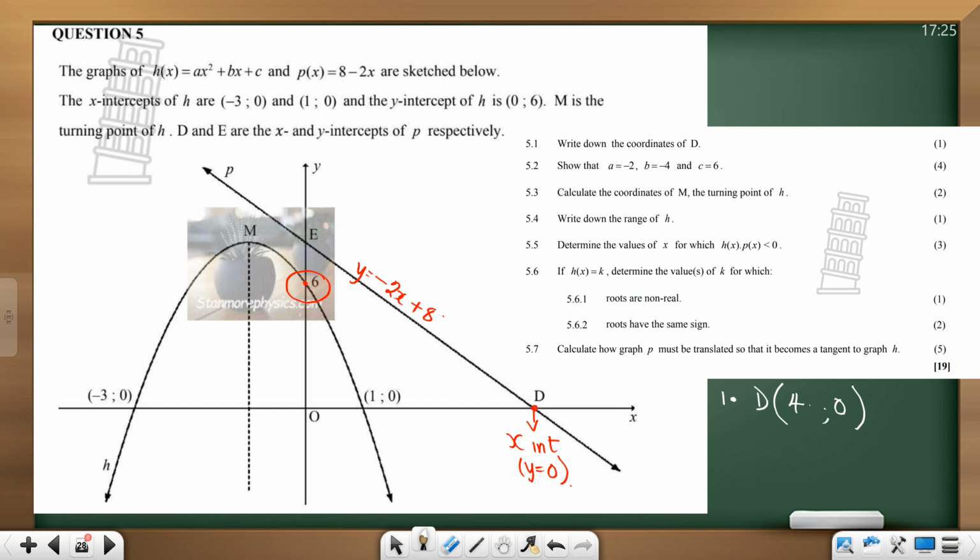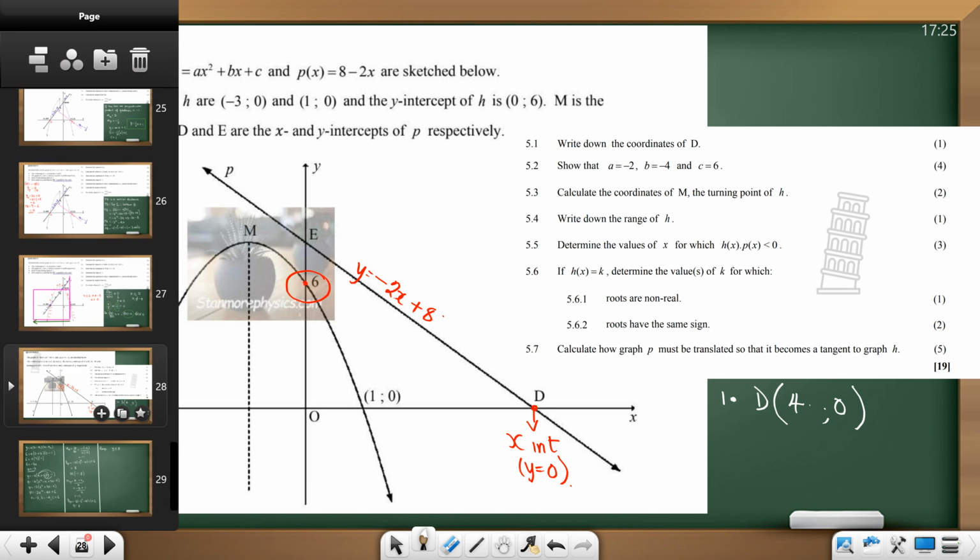Aha. Determine the value of x. Good. Inequalities. h and p less than 0. That's what I'm looking for. Those are the juicy parts of functions, not all these ones we are doing. Let me see what I can do.